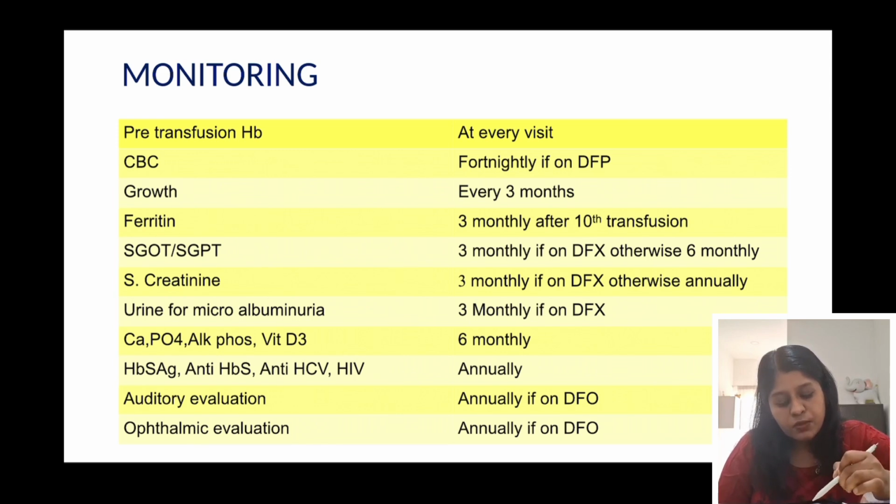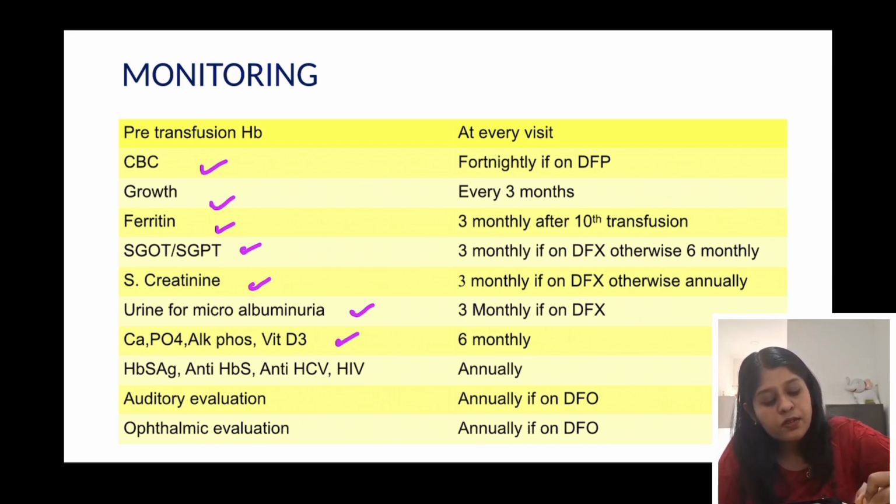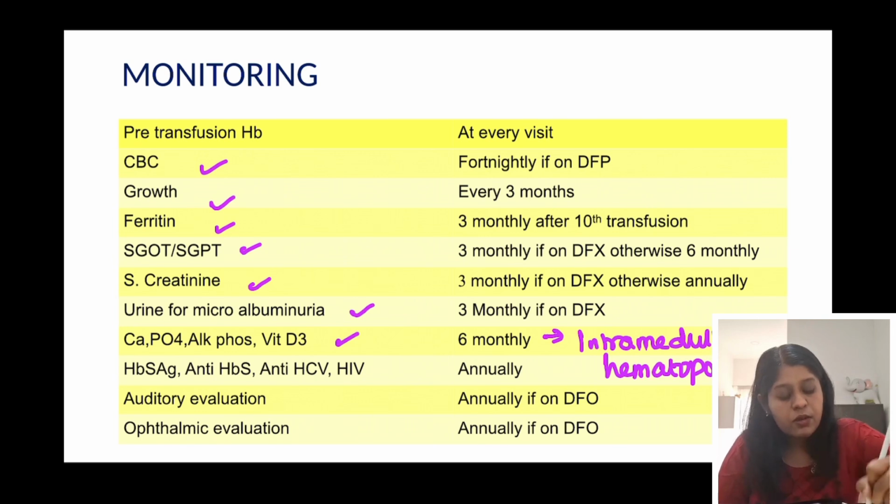So this is what all we have to monitor in a child with beta thalassemia. You have to monitor the pre-transfusion Hb, CBC, growth, ferritin, SGPT, creatinine, urine for microalbuminuria if the child is on deferasirox, calcium, phosphorus, ALP and vitamin D3 on 6 monthly basis. This is because of the intrinsic medullary hematopoiesis, and also the auditory and ophthalmic evaluation.